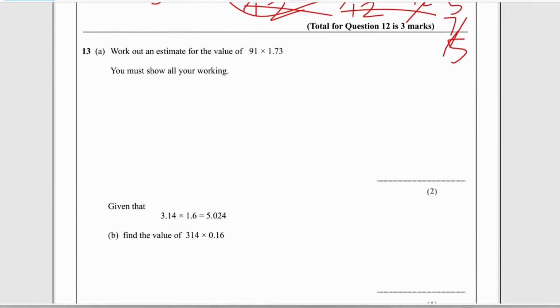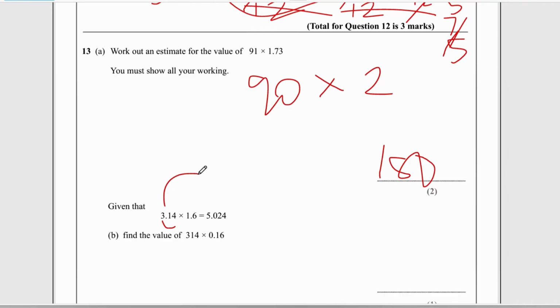Work out an estimate for 91 times 1.73. So 91 is approximately 90. 1.73 is approximately 2. 90 times 2 is 180. Then we go to the next one. Given that this and this is this, okay, find the value of this.